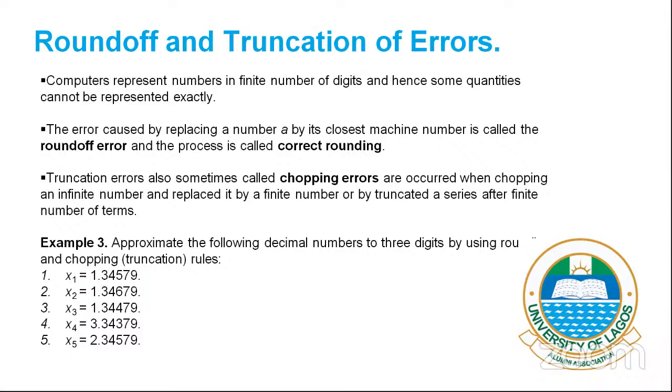Now, the first statement: computers represent numbers in a finite number of digits, and hence some quantities cannot be represented exactly. Is that a truncation or a round off when you are doing this discrete transform? Yes, sir, it's a truncation, because it has to do with the memory capacity of a device, which differs.